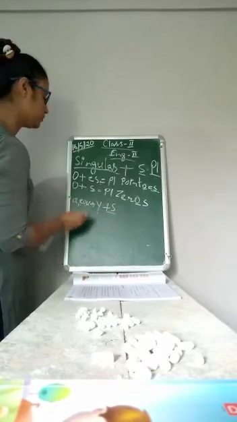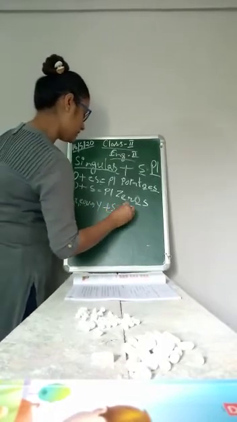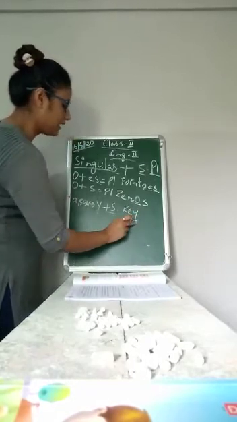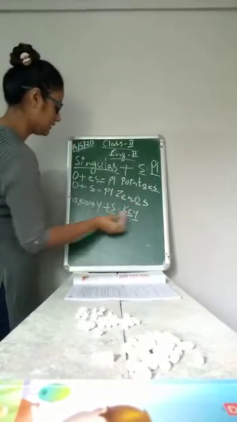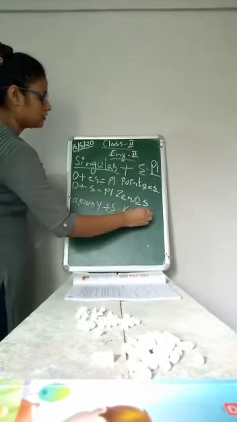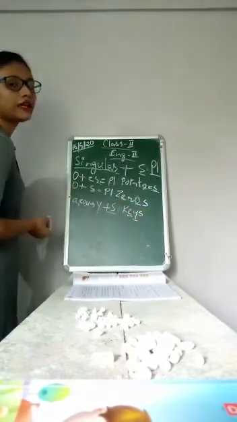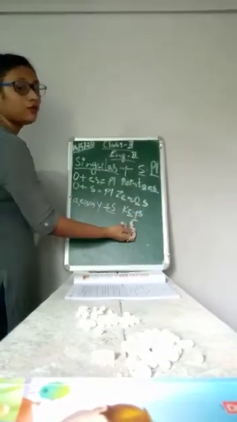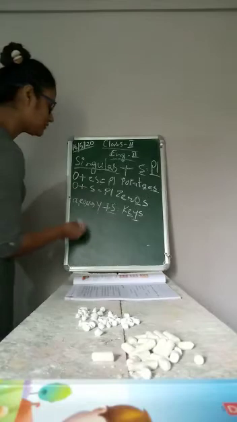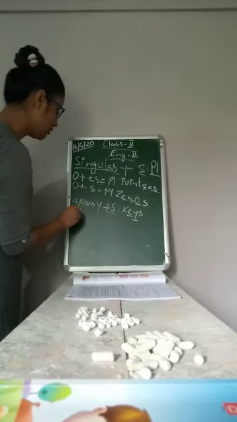And it becomes plural. Suppose key, k, e, y. The last letter is y, and before y we have what? E, like a, e, o, u. So here we simply need to add s and it becomes plural. It becomes keys.